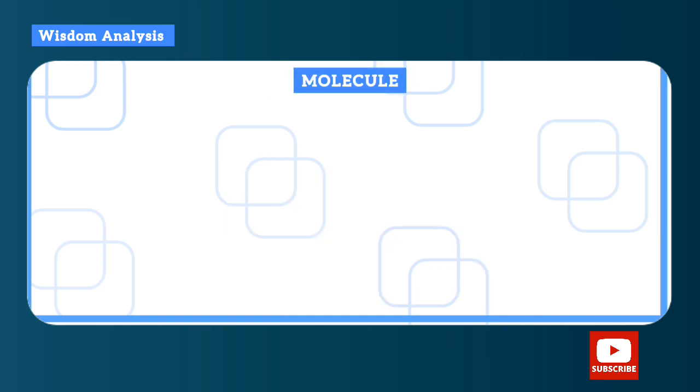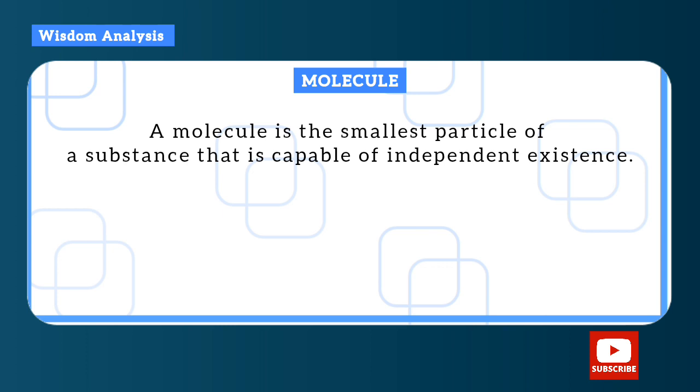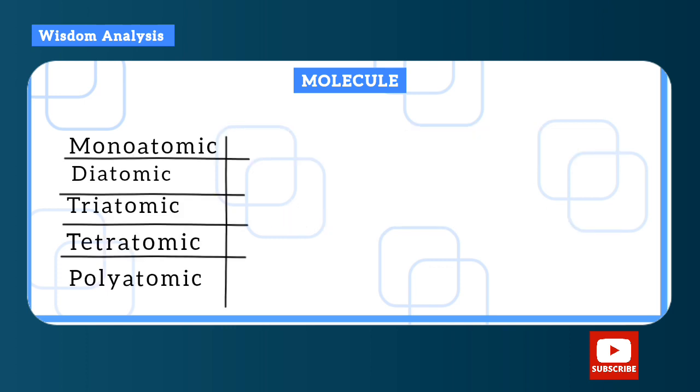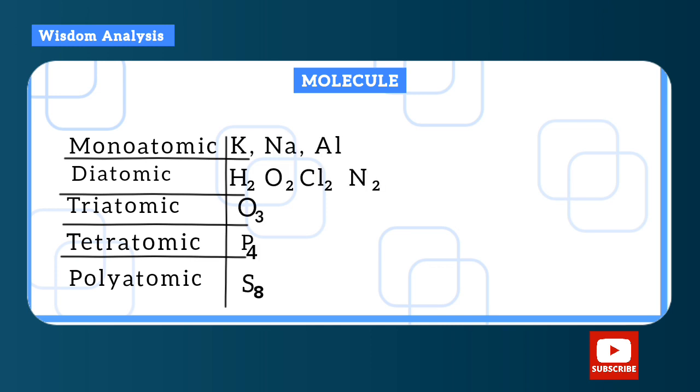Now, what's a molecule? A molecule is the smallest particle of a substance that is capable of independent existence. Okay, so you can see hydrogen now. One atom of hydrogen cannot exist alone, so it needs 2 atoms to exist on its own. So this is called a molecule of hydrogen. Okay, so now we have monoatomic elements, that is elements that have only one atom to form a molecule. It does not need 2 atoms to exist on its own.